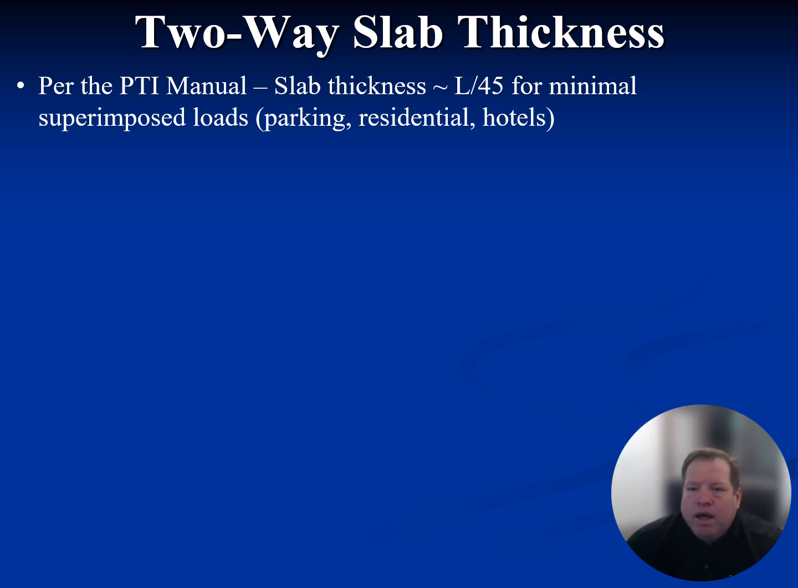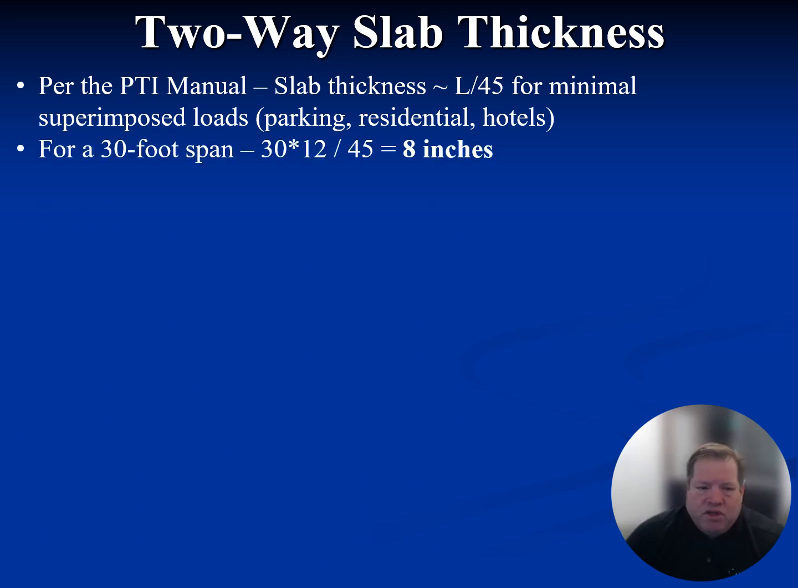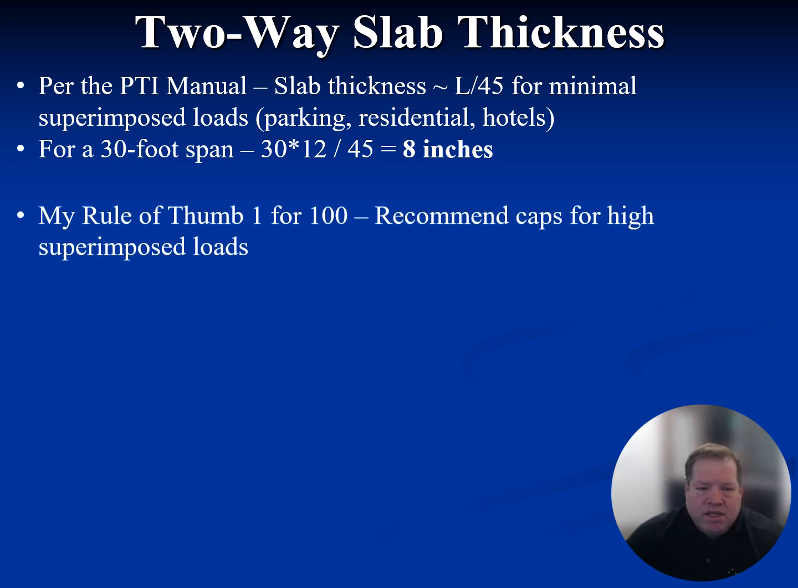So parking, hotels, stuff like that: parking has effectively no superimposed dead load and 40 pounds a square foot live load. Hotels will be 40 pounds. Residential is about 40 pounds a square foot. You maybe throw in 10 or 15 for partitions and stuff like that, but very minimal loads. But L/45 is the good starting point. So for a 30-foot span, multiply 30 by 12, divide by 45, and that's 8 inches. So basically a 30-foot span holding up relatively light loads, 8 inches is the way to go.